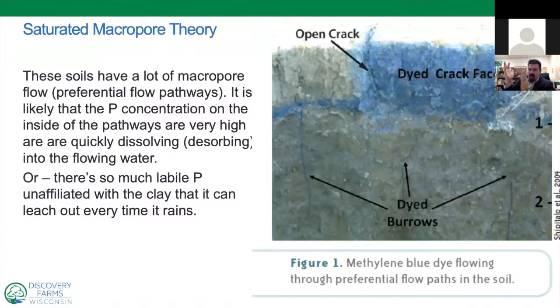So every time water starts to flow through there as well, it can also be picking up some phosphorus from those cracks as well. So it's not just the immediate effect; it also can be kind of what we'll call a legacy effect on these soils that have a lot of porous flow patterns.